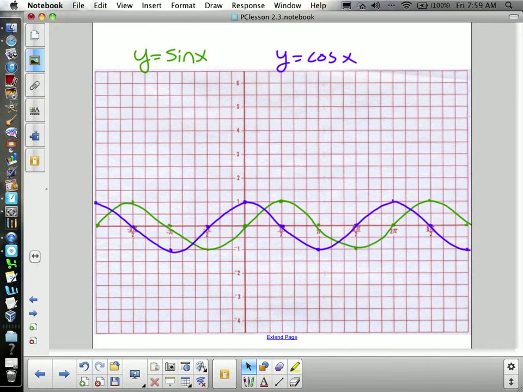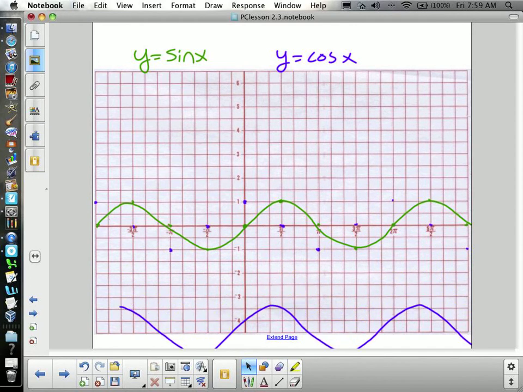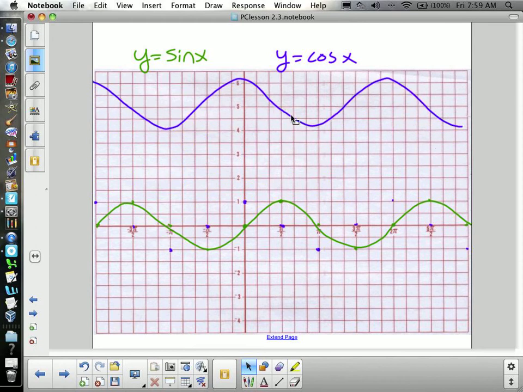Yes? 41. Sketch a graph of y equals x and y equals sine x in the same coordinate plane. Find the approximate solutions for x in radians. All right. Take the cosine graph here. I'll pull that off for the moment.